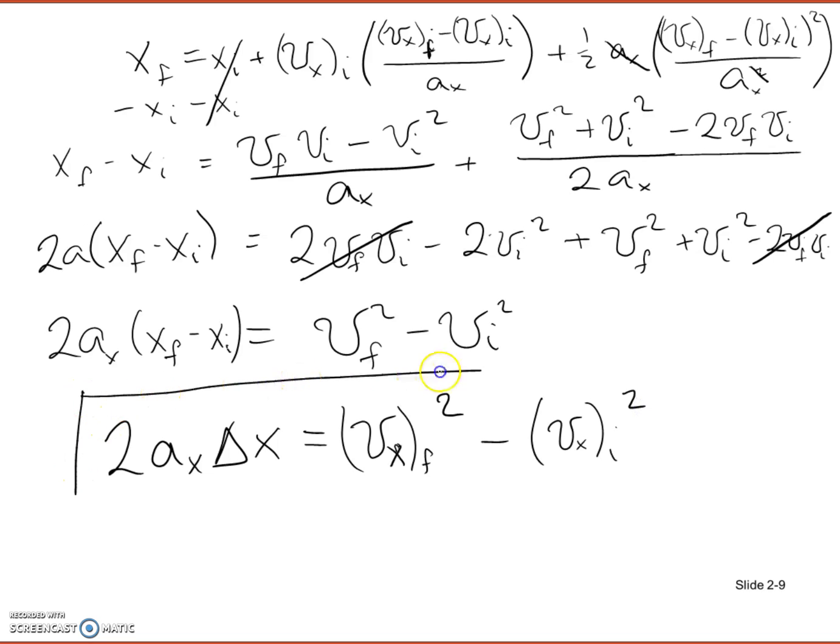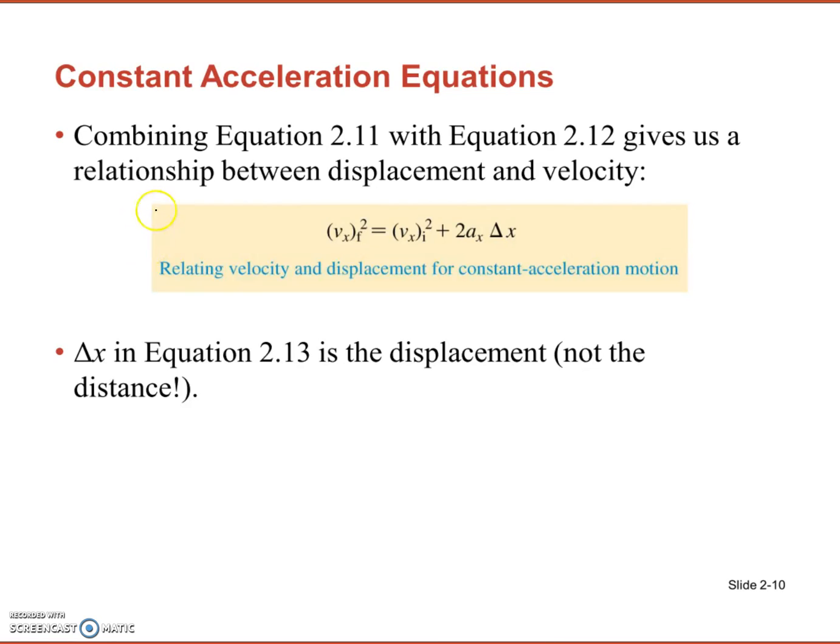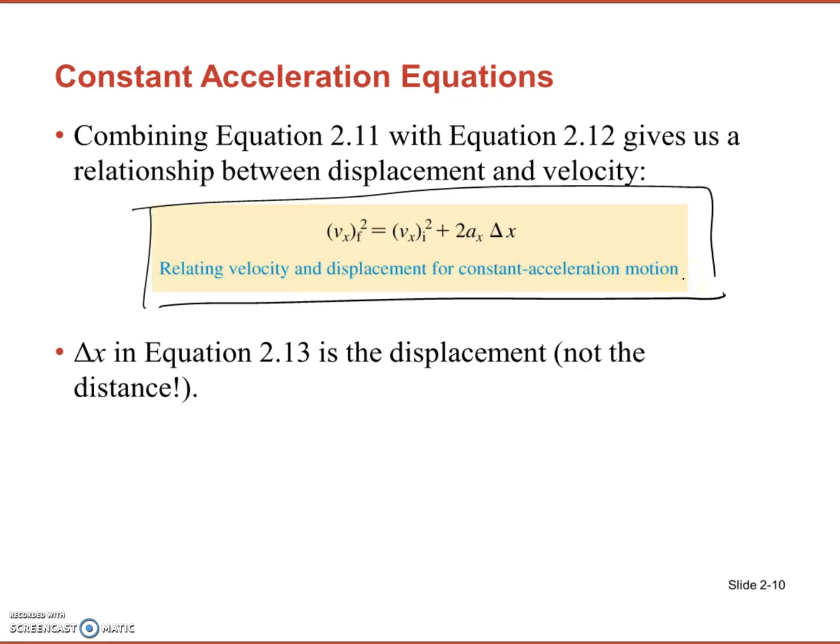So here's another very useful kinematics equation. This one's particularly useful when you don't know anything about the amount of time that something is moving, because time doesn't show up in this equation. Here our book writes it, this is equation 2.13, in a slightly different form. Note that this delta x, as it says, is the displacement, not the distance traveled.